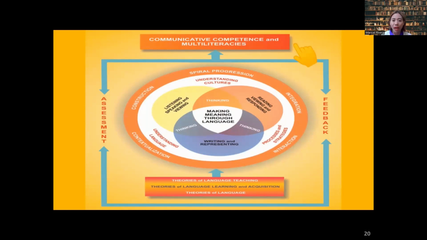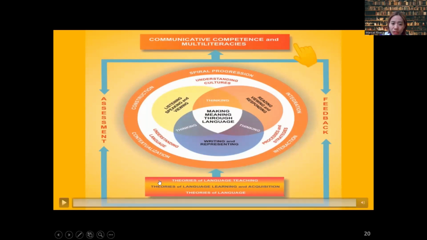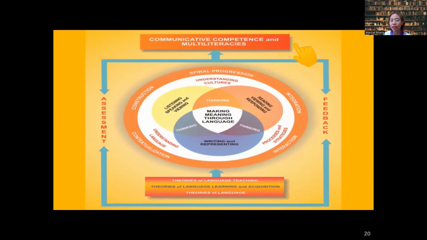Okay, so looking at the figure, the flow chart, the diagram that you can see on the screen, of course, this is the very basic foundation, the theories, and grounded on the theories, we have the spiral progression. The idea of spiral progression is that the complexity of the lesson would be determined by the level of the student. For example, if you are in grade 7, of course, it's less complex than if you were in grade 9.